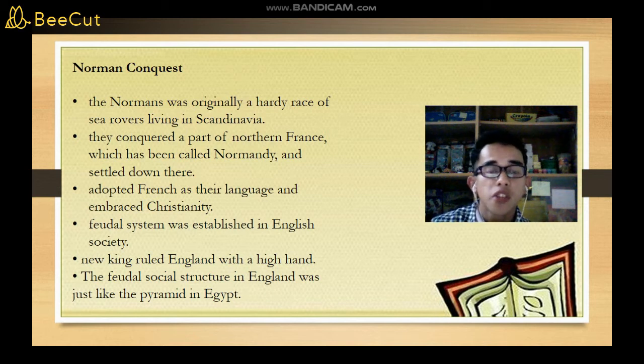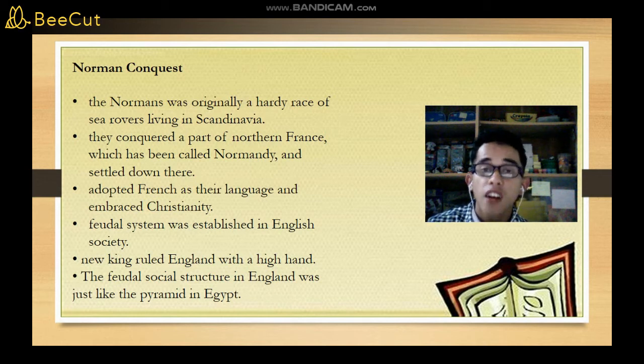In the year 1066, William led the Norman army to attack England. The two armies met and fought at Hastings. Finally, the English army was defeated. William and his men marched speedily into London, and William became the king of England.